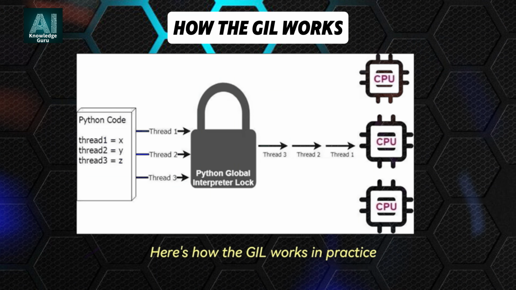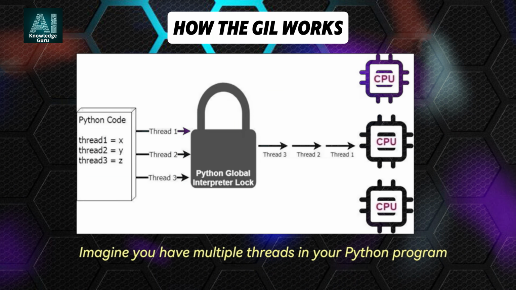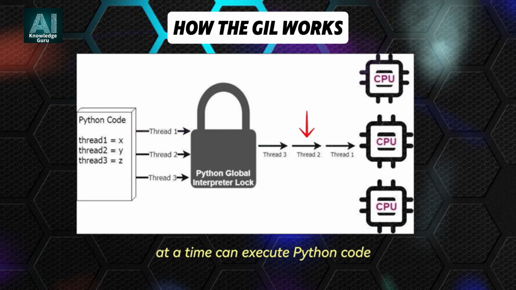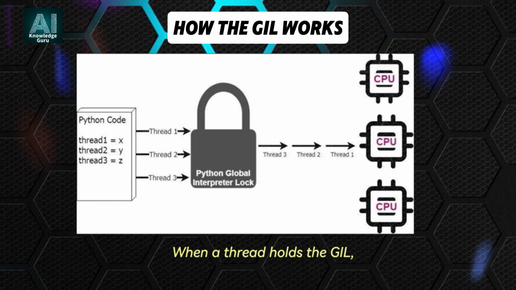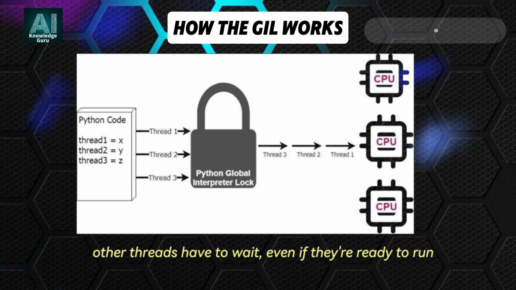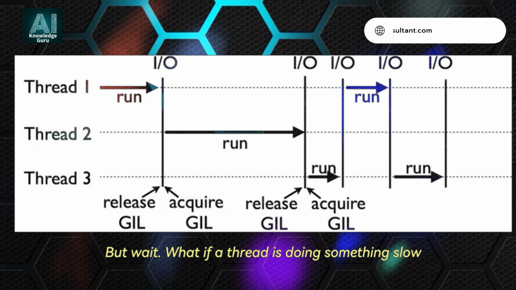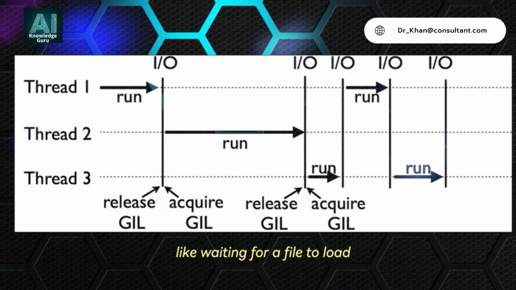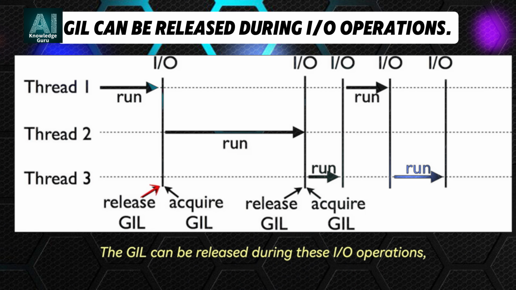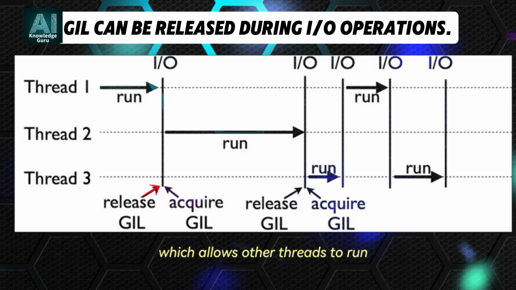Here's how the GIL works in practice. Imagine you have multiple threads in your Python program. The GIL ensures that only one thread at a time can execute Python code. When a thread holds the GIL, other threads have to wait, even if they're ready to run. But wait, what if a thread is doing something slow, like waiting for a file to load or fetching data from the internet? The GIL can be released during these I/O operations, which allows other threads to run.